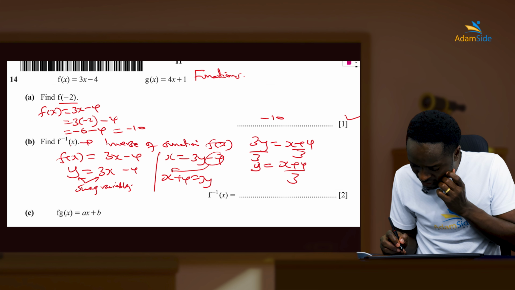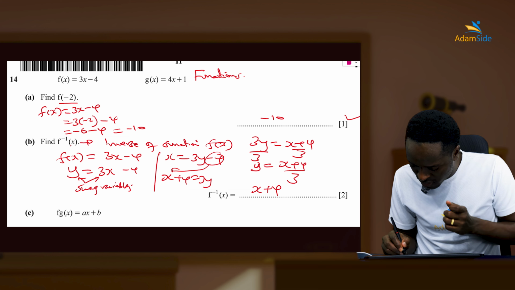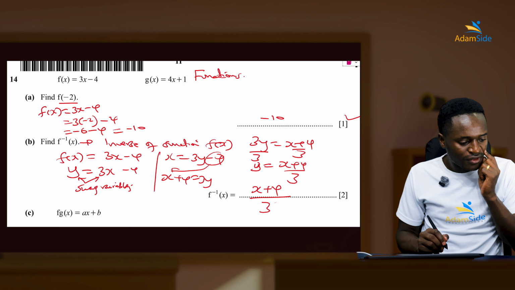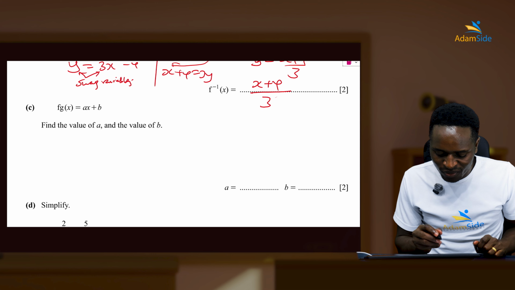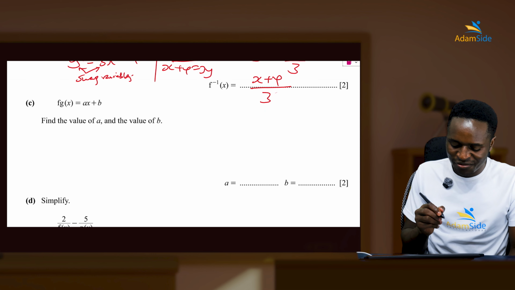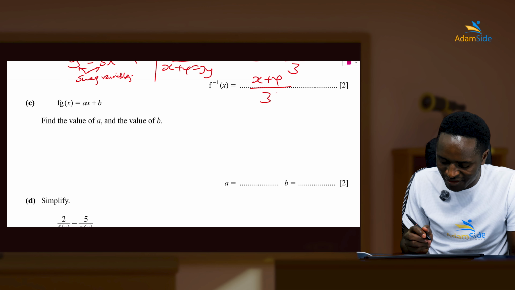In other words, now f inverse will be x plus 4 divided by 3. That's fine. You get your 2 marks. Now, fg of x is equal to ax plus b. Find the value of a and the value of b.